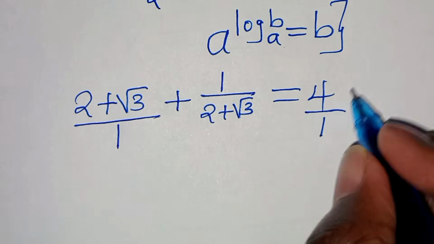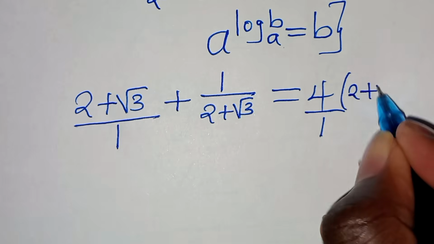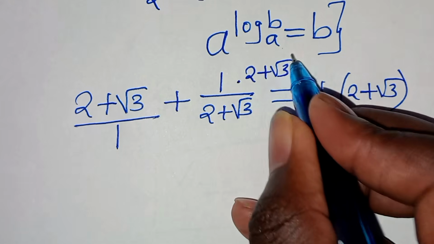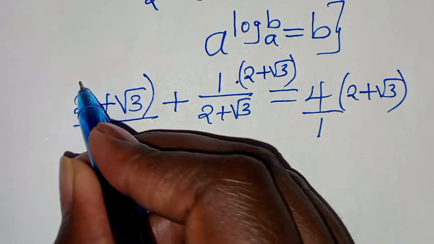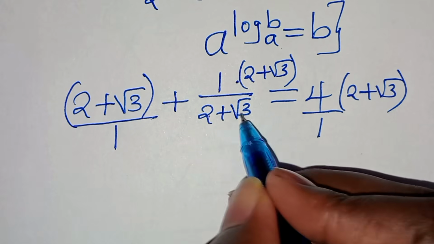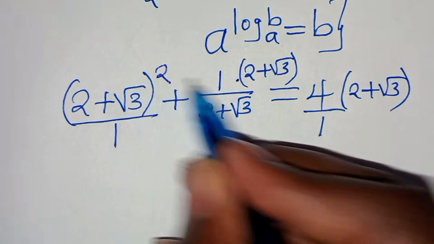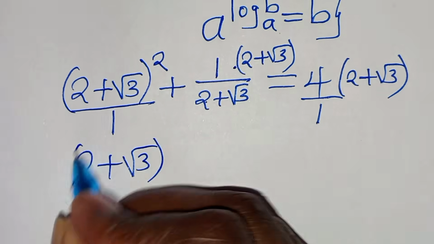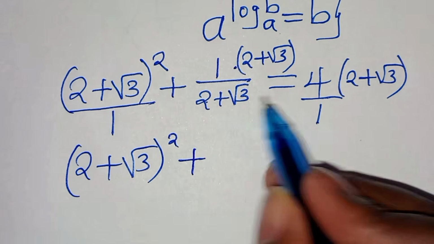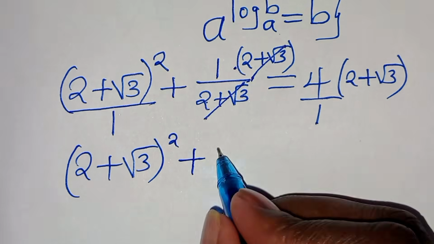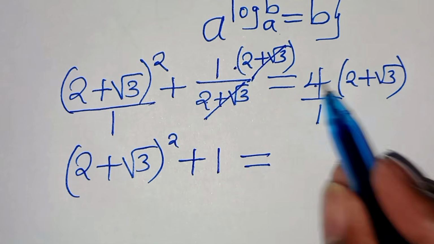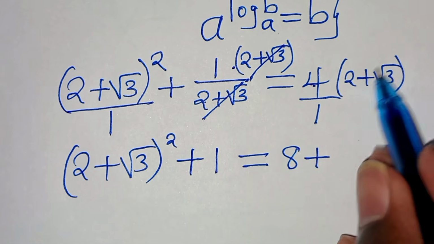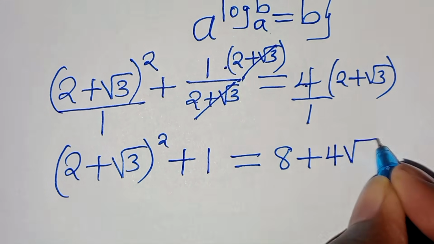So let's multiply everything here by 2 plus square root of 3. Here we multiply by 2 plus square root of 3. And also here we multiply by 2 plus square root of 3. This means this is squared. So we have 2 plus square root of 3 raised to the power of 2, then plus, now here we simplify, then plus 1. This is equal to 4 times 2, this is 8, plus 4 times square root of 3. This is 4 square root of 3.